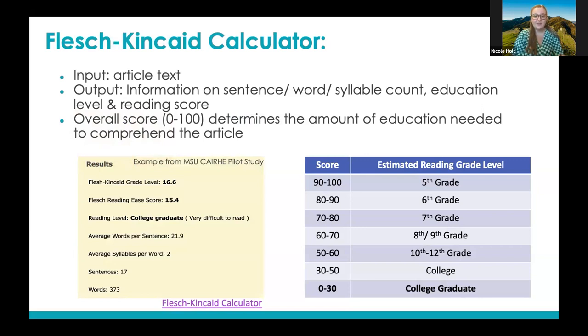And to show an example of an output from the Flesch-Kincaid calculator, I had to analyze our webpage on the CARE website, the Center for American Indian and Rural Health Equity, where you can see that the average words per sentence, the average syllables per word, and other indicators were used to determine a final output score, meaning to determine that this website is for a college graduate. Next slide, please.